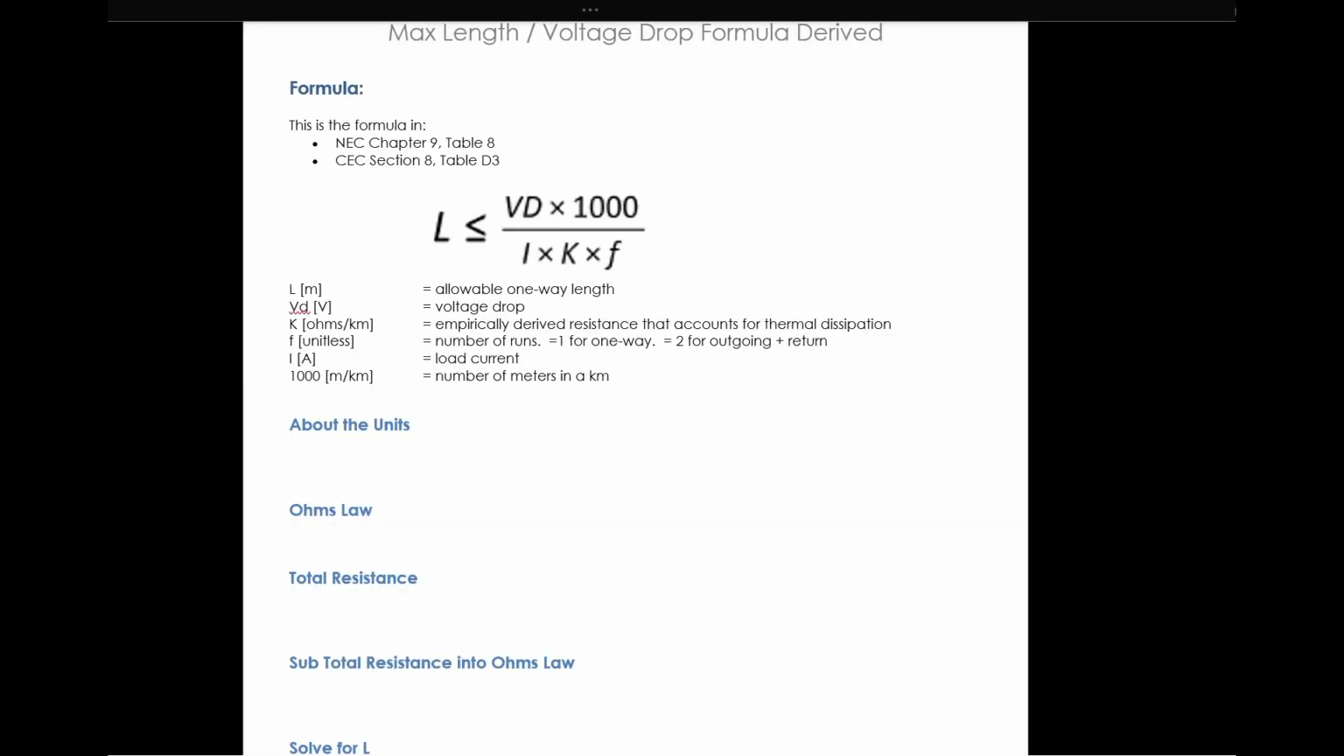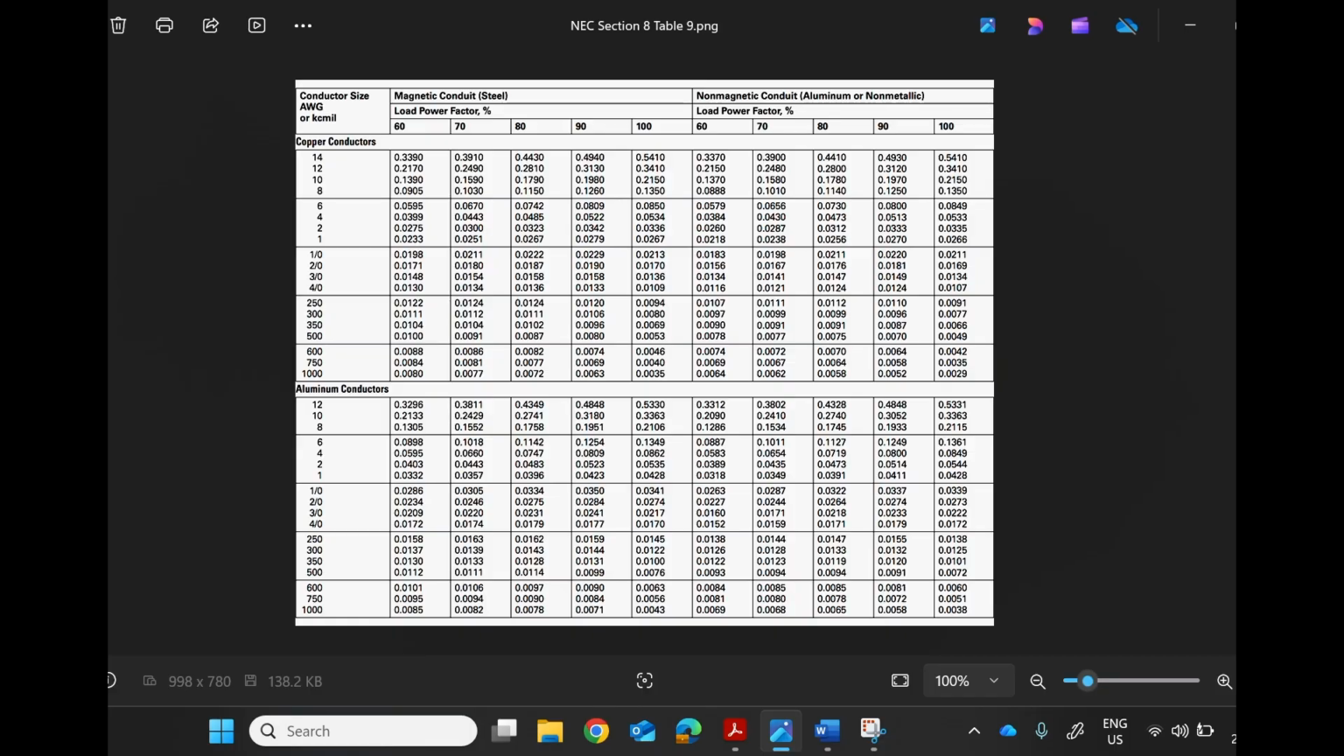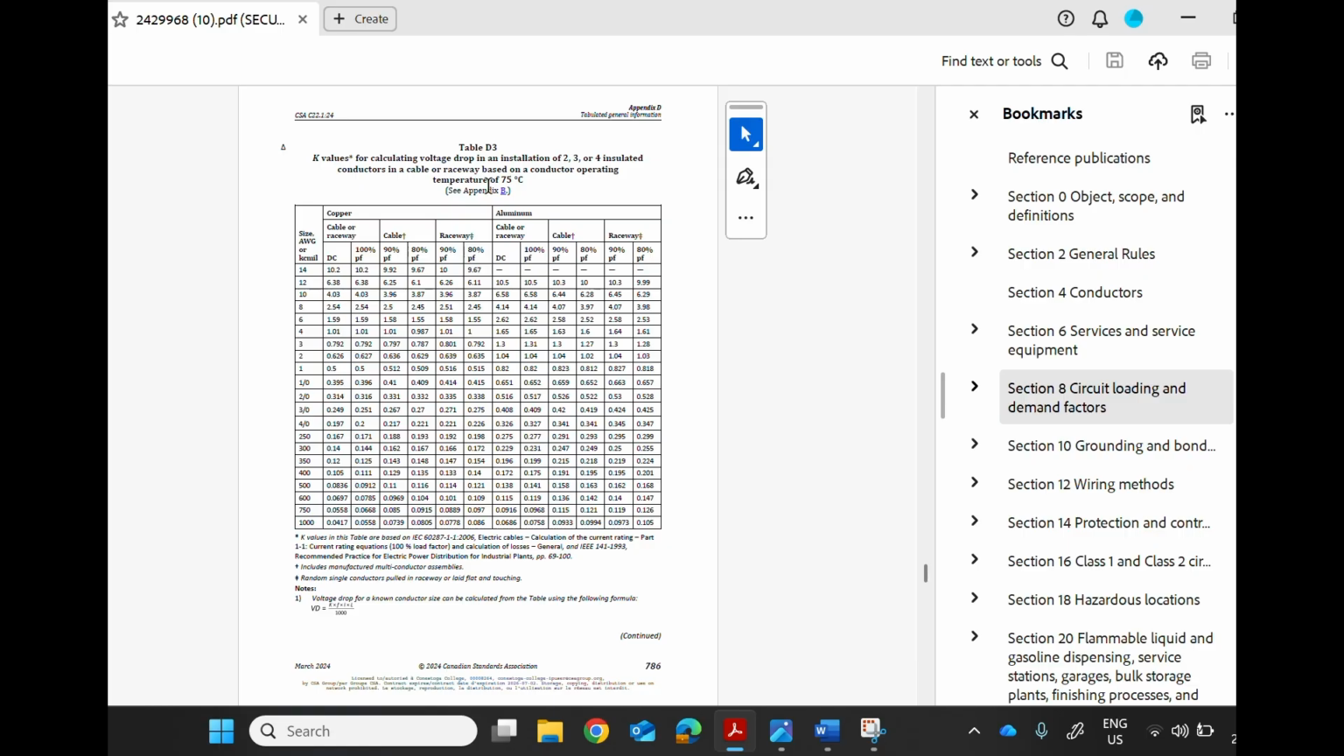Let's get started. It is in National Electrical Code, Chapter 9, Table 8, and the Canadian Electrical Code, Section 8, Table D3. I'll show you where it is. Here's the National Electrical Code, Chapter 9, Table 8. The Canadian Electrical Code looks like this. This is Table D3, and these are K factors that sit in this table as well.